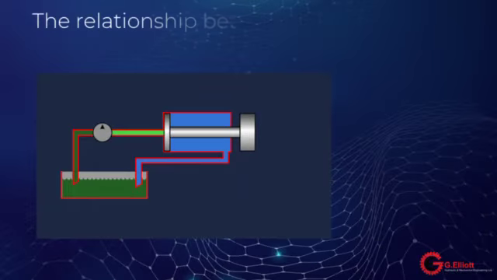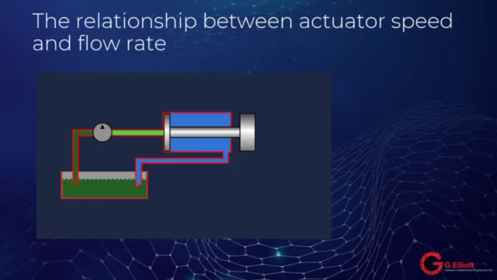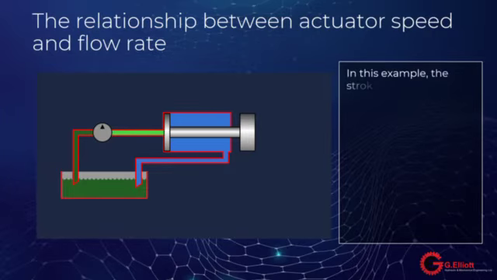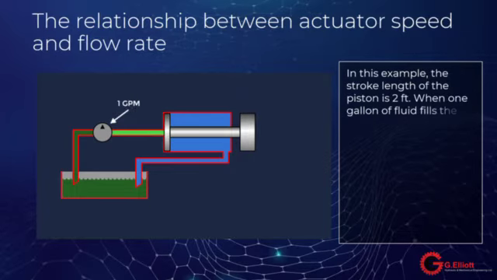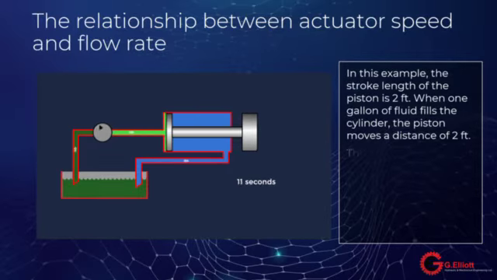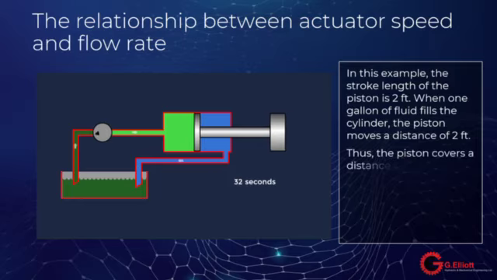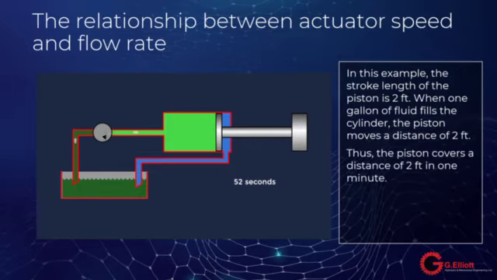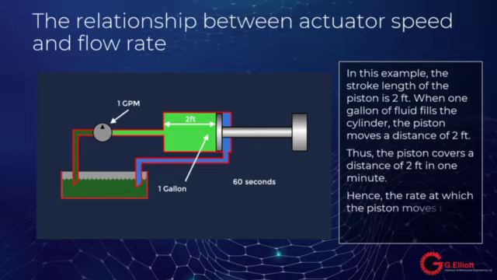The relationship between actuator speed and flow rate. In this example, the stroke length of the piston is 2 feet. When 1 gallon of fluid fills the cylinder, the piston moves a distance of 2 feet. Thus, the piston covers a distance of 2 feet in 1 minute. Hence, the rate at which the piston moves is 2 feet per minute.